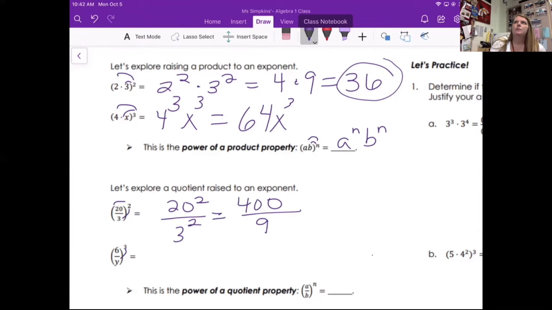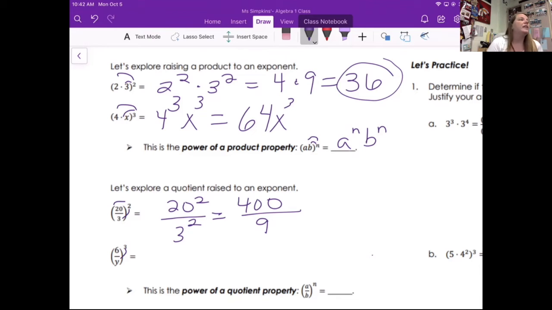Now, how do I explain this? Who's heard the term improper fraction before? Okay, I do not like that term because when you hear the word improper, what does it make you think? It's not correct. That is a completely acceptable answer for Ms. Simpkins. I do not want you to turn that into a mixed number. I don't want you to give me a decimal. I want you to leave it as 400 over 9.